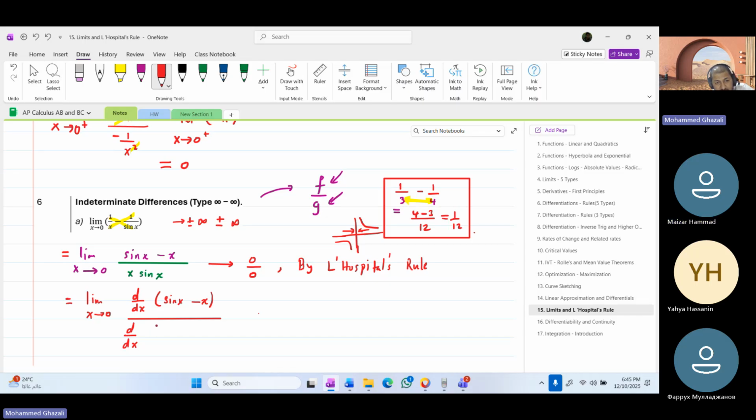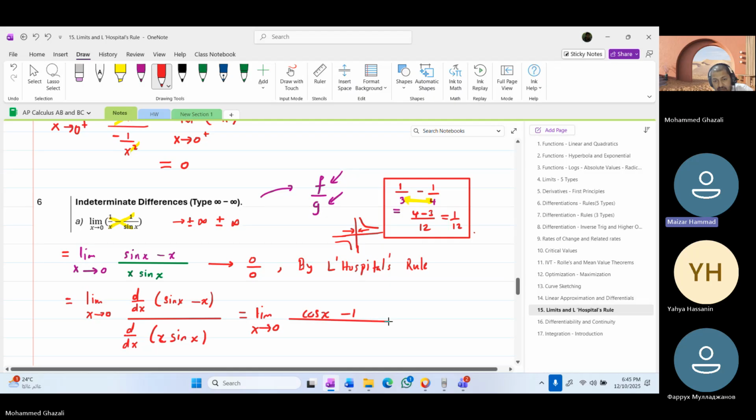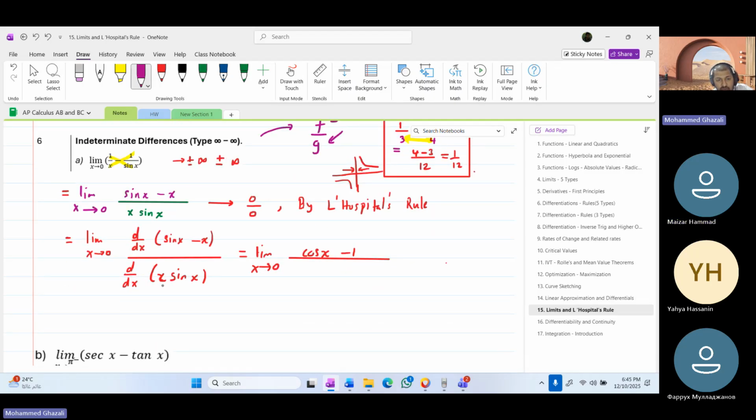So d/dx of x sine x. Now remember, the derivative of the top will be cos x minus 1, and then x cos x, the derivative of the bottom is a problem because we need to apply the product rule. It's a product of two different functions. Derivative of x is 1, leave the sine x, plus x times the derivative of sine x, which is cos x, and leave the x. Right, good.